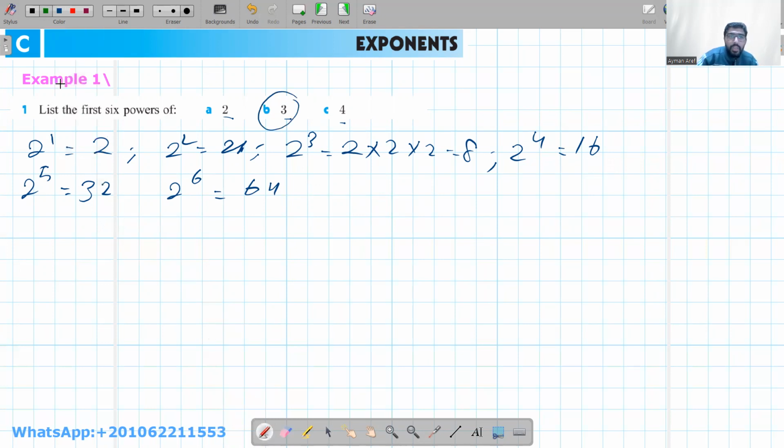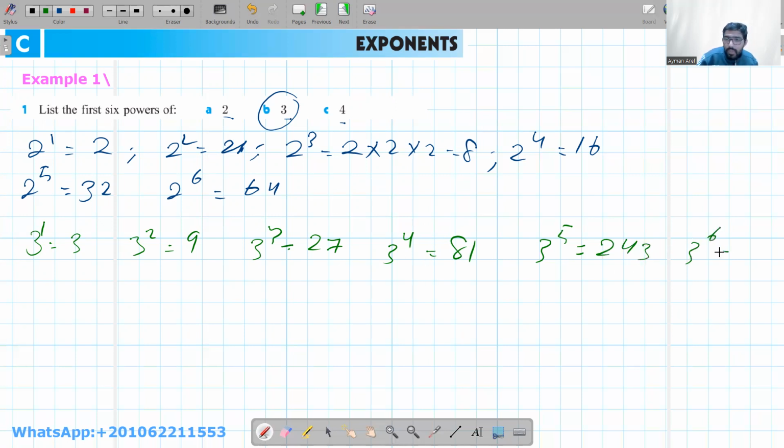Okay, what about the second question, which is 3? If you need to find the first 6 powers of 3, same procedure. 3 power 1 is 3, and 3 power 2 becomes 9, and 3 power 3 becomes 27, and 3 power 4 becomes 81, and 3 power 5 becomes 243. And the last one, 3 power 6 becomes 729.